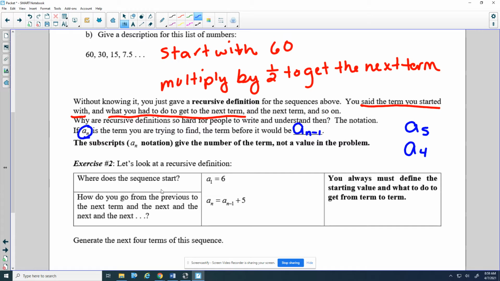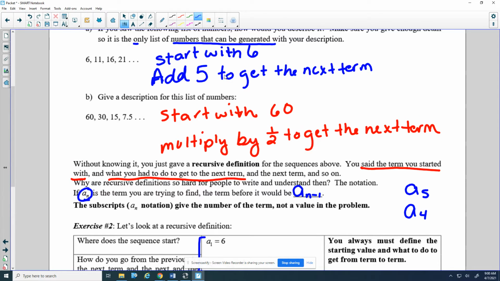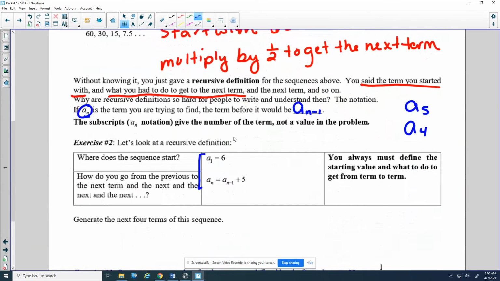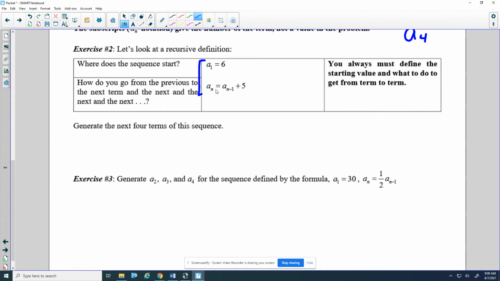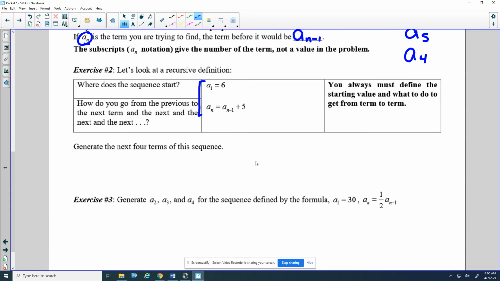To make a recursive definition with notation, it basically looks like this. The 2 things you need: you say where the sequence starts. So we say a sub 1 equals 6. That's the same thing as saying start with 6. And then to get a term, I take the last term and add 5. So if I want a sub n, I need to take a sub n minus 1 and add 5. If I want a sub 5, I have to take a sub 4 and add 5. So we're going to use this definition.